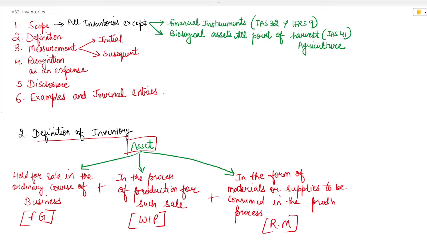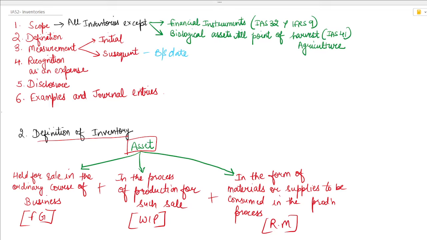Then it will cover the definition. Definition basically, what is inventory. Then we will see measurement: initial measurement at the time of the purchase of inventory, or you can say at the time of manufacture of inventory, and the subsequent measurement, that is at the balance sheet date.